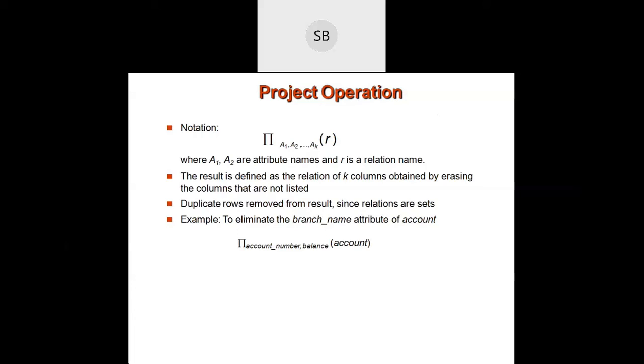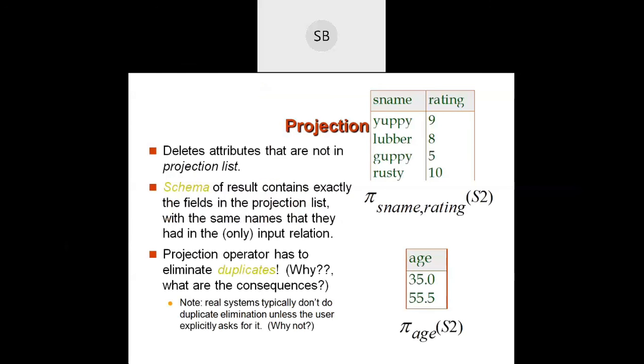For example, to eliminate the branch name attribute of the account table, you display only the account number and balance from the account table. You do not display the branch name. Only two columns are displayed by using the pi operation. Another example for projection: previously we had the S2 relation. In that case you display only pi sname, rating. Only two columns are displayed.